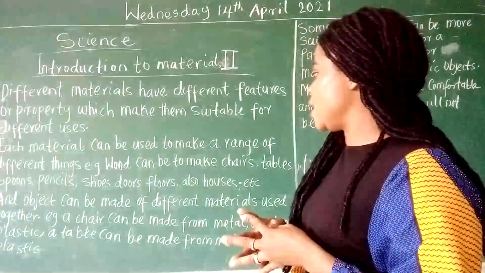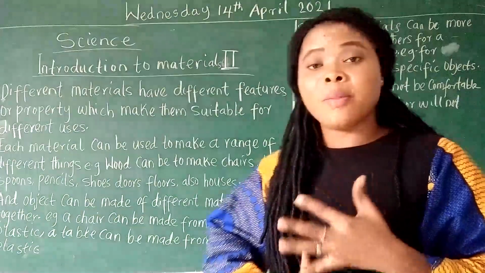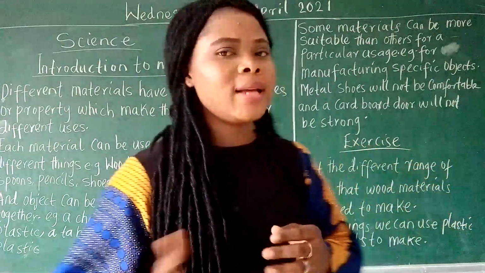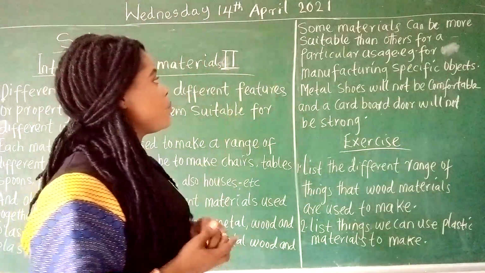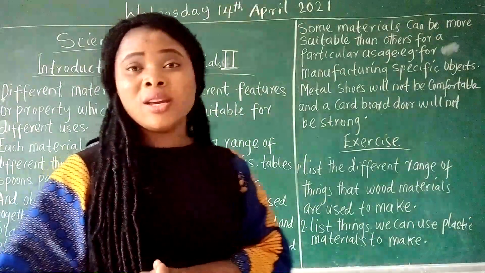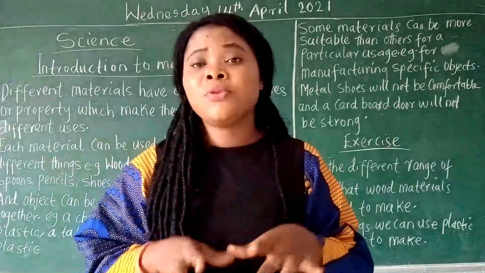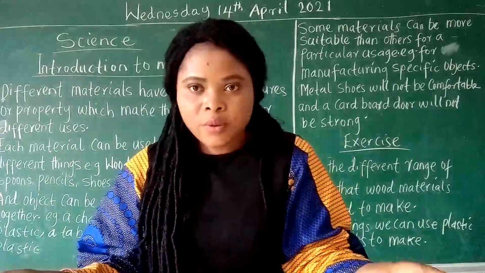So we also said that even a table can also be made from what? Metal, wood, and plastic. So we go over to the next paragraph. Some materials can be more suitable than others for a particular usage. A material can be more suitable than others for a particular what? Usage. What do we mean by that?